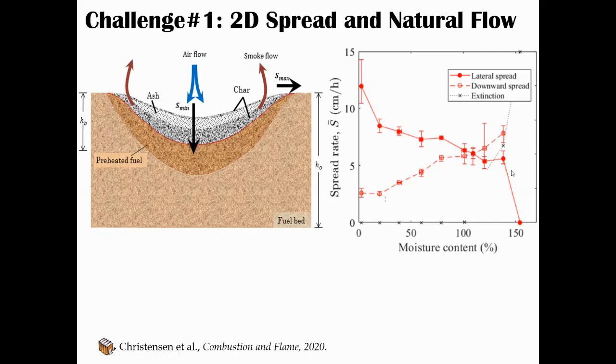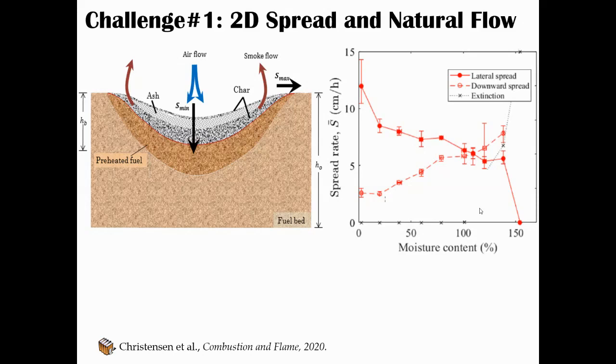But look what happens to the downward spread. Downward spread is the dashed line over here. Downward spread, the lowest is when it's dry. And as the sample is wetter, it has more water. And this is a significant amount of more water. We're talking about 100 to 150% of water compared to the dry weight of the sample. The spread rate, the in-depth spread rate, increases.